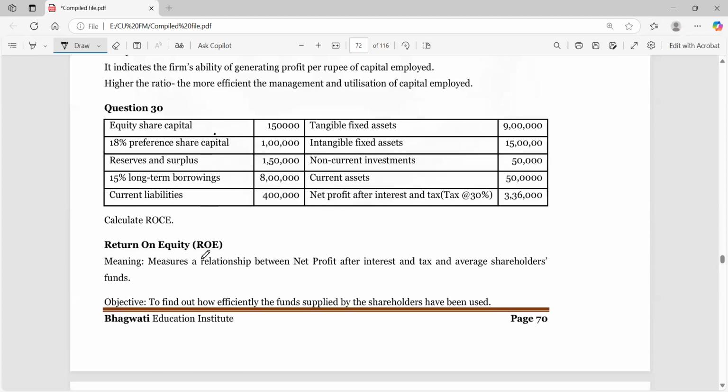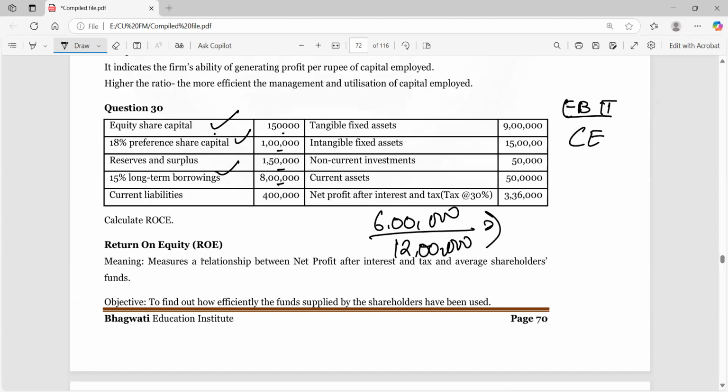So what is the formula for calculating return on capital employed? Here we are using equity, preference and debt. So EBIT by capital employed. So what is the EBIT? You don't need to calculate. You know the number, 6 lakh, because I have taken the same numbers. Divided by capital employed, how much? 150 plus 1 lakh plus 250 plus 8 lakh. How much do we get? 12 lakh.